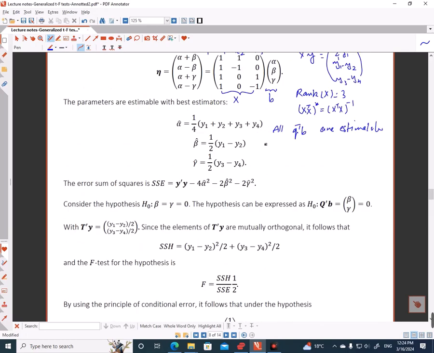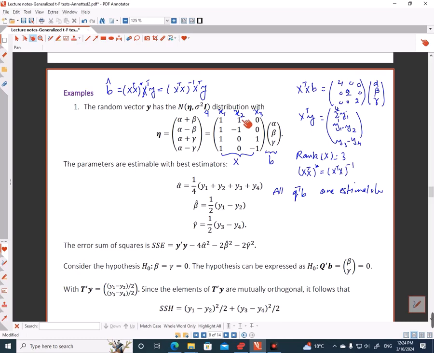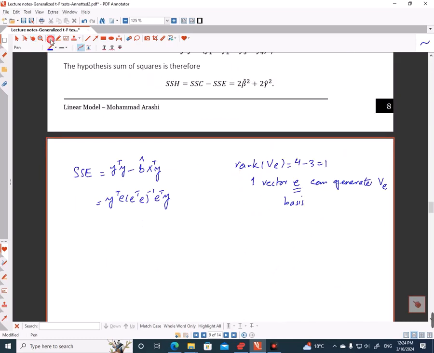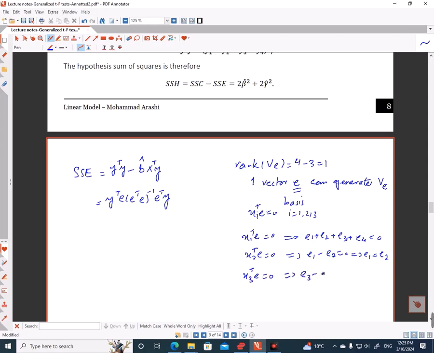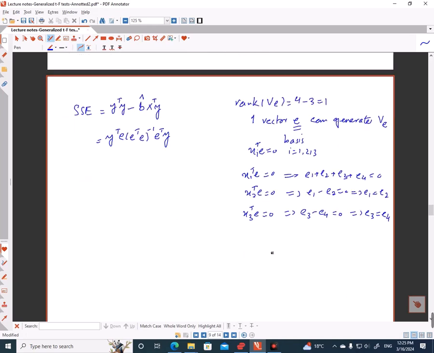If you remember, the first column is x1. Here the columns are x1, x2, and x3. And the condition here must be, okay, for this error vector, we should have xi prime e equal to 0 for i equal to 1, 2, 3. So it means that x1 prime e is equal to 0, and then we have e1 plus e2 plus e3 plus e4 equal to 0. x2 prime e equal to 0, so we get e1 minus e2 equal to 0, which gives e1 equal to e2. And then x3 prime e equal to 0, which gives e3 minus e4 equal to 0, which gives e3 equal to e4. For instance, you can take e to have this form.